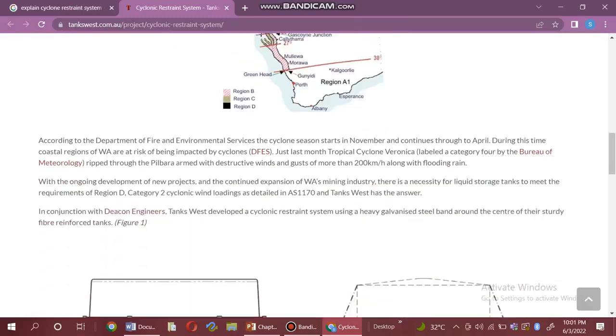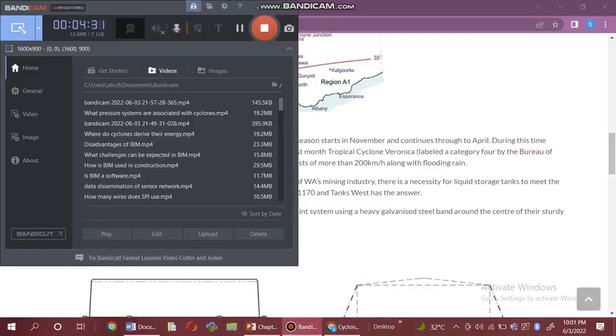And you can also see here, according to the Department of Fire and Emergency Services, it gives different details about that.